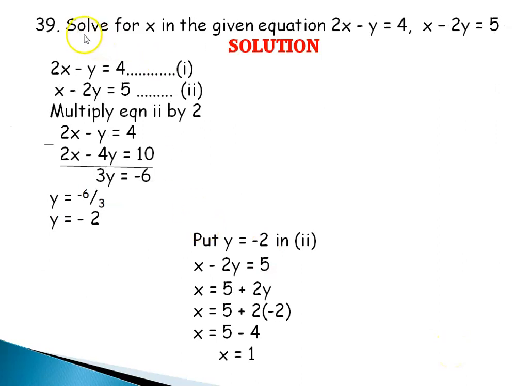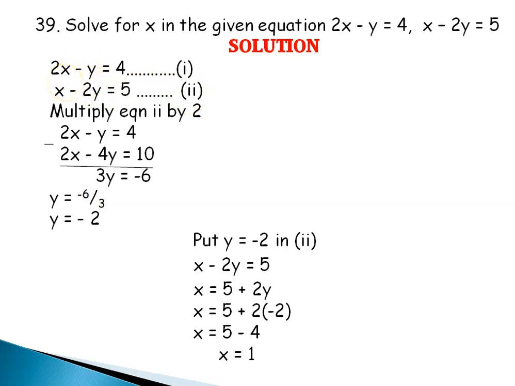Question 39. Solve for x in the given equations. 2x minus y is equal to 4. x minus 2y is equal to 5. Okay, so I'll call this equation 1. 2x minus y is equal to 4. Equation 1. x minus 2y is equal to 5. Equation 2.